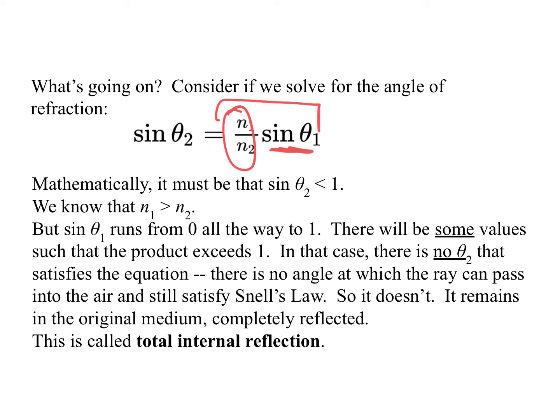And in that case, there is no theta 2 that satisfies the equation. There is no angle at which the ray can pass into the air and still satisfy Snell's law. So it doesn't. It remains in the original medium, completely reflected. This is called total internal reflection.